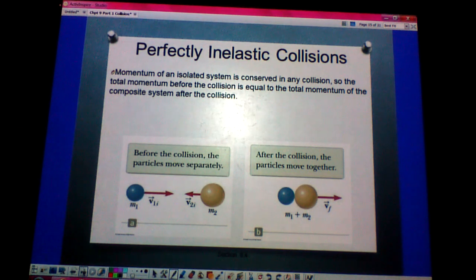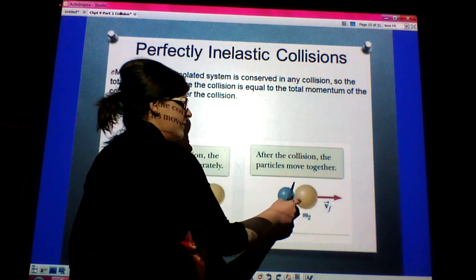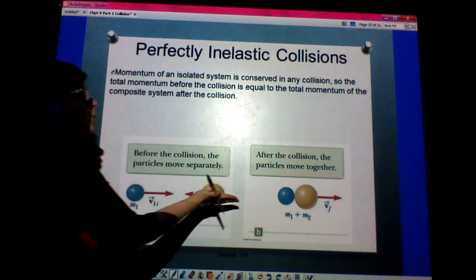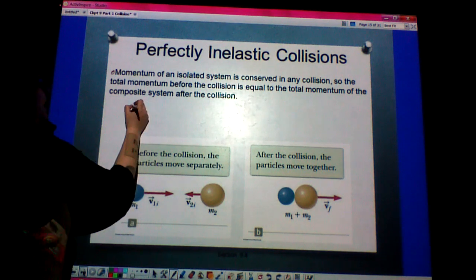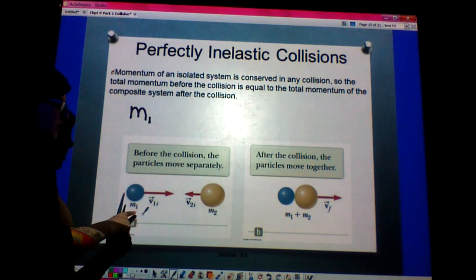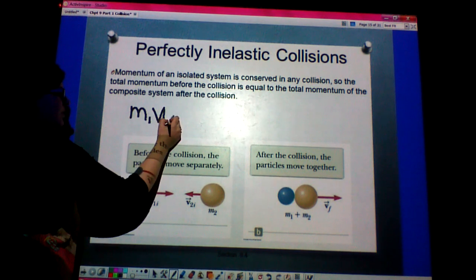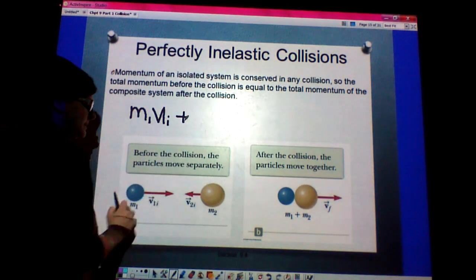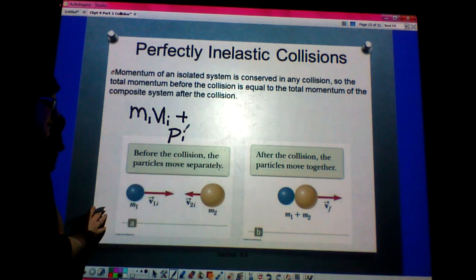Now, objects in a perfectly inelastic collision will stick together. So I have mass 1 and mass 2 moving towards one another. They're going to collide, stick together, and then move together with the same velocity. Before the collision, the momentum of the first mass would be mass times its initial velocity, so m1 times v1 initial, plus the momentum of the second mass. This is the initial momentum of my system.